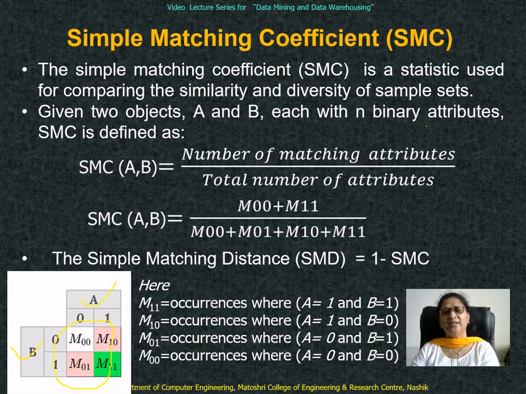This is why I said that in literature you may come across different notations. They all mean the same. Just the order has been changed. Here we are using A and B. Sometimes we use object I, object J, and we were using terms Q, R, S, T. Here we are using M00, M10, M01 and M11. So simple matching distance can be computed with SMC by the formula 1 minus SMC. That is, subtracting SMC from 1 will give you distance.